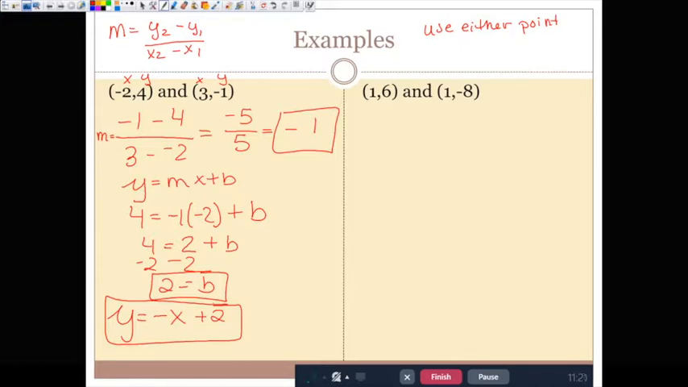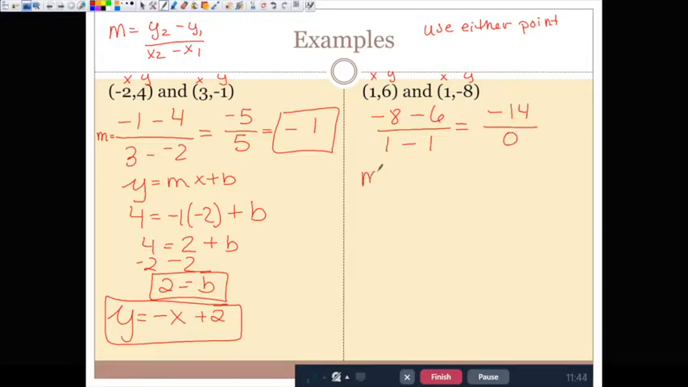All right, again, they didn't give me my m, so I need to find my m. So xy, xy. So I'm going to have negative 8 minus 6 over 1 minus 1. So I'm going to get negative 14 over 0.